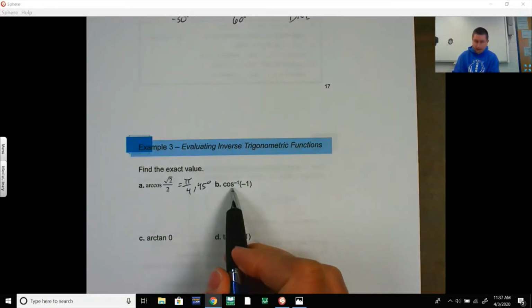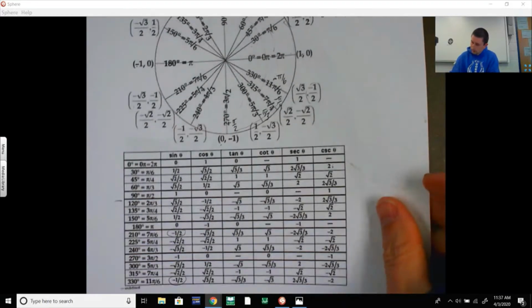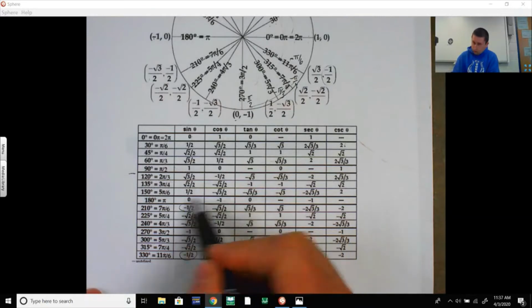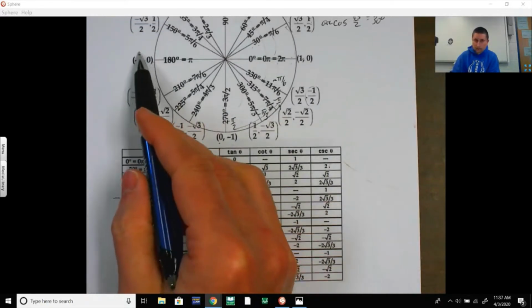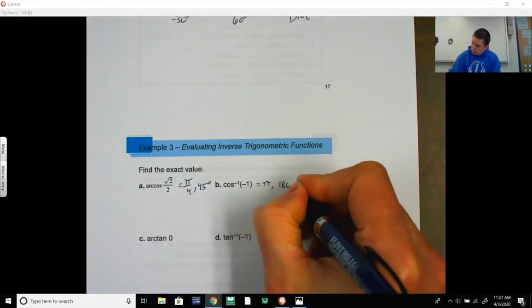Inverse cosine of -1. Okay, that does exist. That would be down here at 180 or pi. So there, cosine is -1. That's 180 or pi. So it's pi radians, 180 degrees.